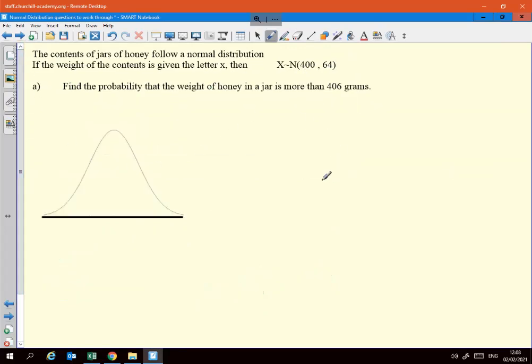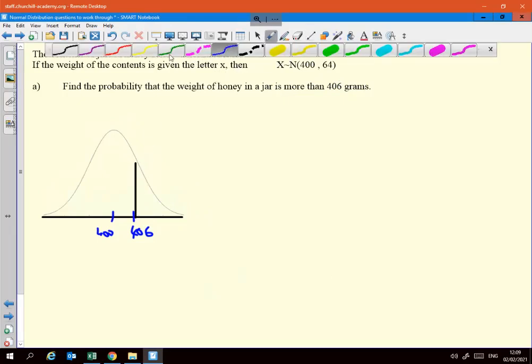Part A says, find the probability that the weight of honey in a jar is more than 406 grams. And you'll see I've got a diagram already set up. Things that are always the case are that the mean is directly in the middle. So I'm just going to pop on 400 there. And I'm looking for more than 406. So I don't know exactly where to put that, but it's just a diagram. It's not meant to be accurate. So 406.